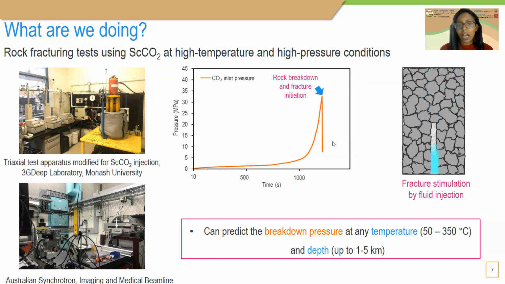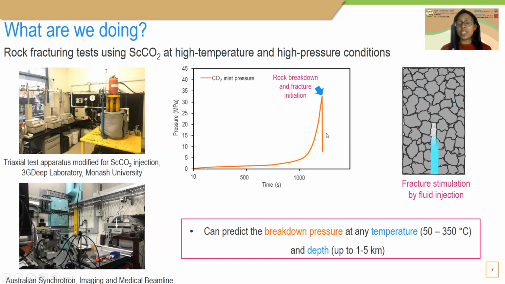I monitored the increase of the fluid injection pressure with time. The pressurization of the injection fluid causes the pressure to gradually increase up to a peak value, and then it suddenly drops due to fracture initiation. The creation of new flow paths results in a sudden reduction of the injection pressure after breakdown.